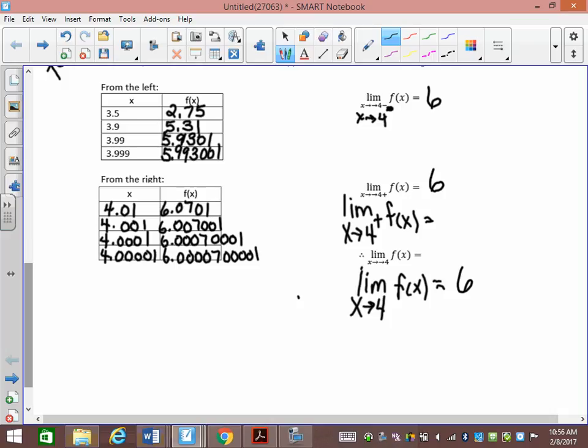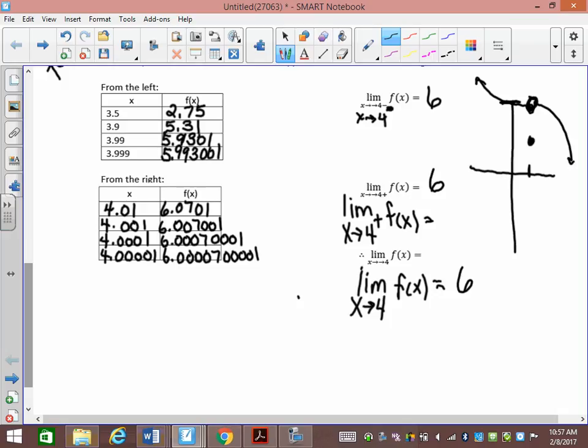Sometimes when the graphs break off from each other, it'll look like this. So you'll have a function, say for this value, this is what f of that value is, let's say. From the left, it's approaching like this. From the right, it's approaching like this. So from the left and the right, they're actually approaching the same value. So the limit at 2 would be 6, let's say.